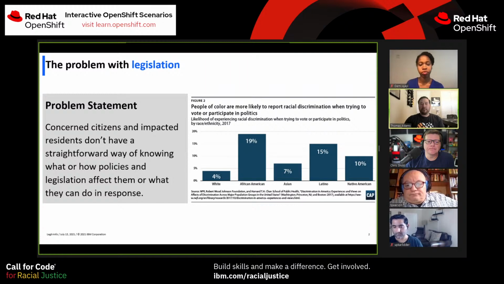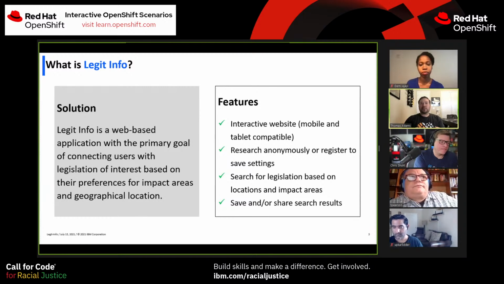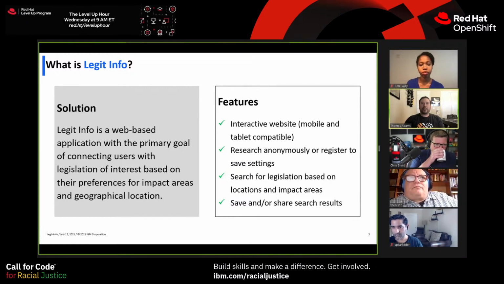Right. So Tony, if you want to go into the next chart here. There we go. All right, so what is Legit Info? Our solution is a web-based application. Its primary goal is connecting users with the legislation of interest based on their preferences for impact areas and geographical location. Basically, we're trying to make it easier to access this legislation: bills that are upcoming, bills that exist now, things that are about to be voted on. We want to make it easily accessible and understandable, so people can find the information they're looking for without having to jump through a bunch of hoops.